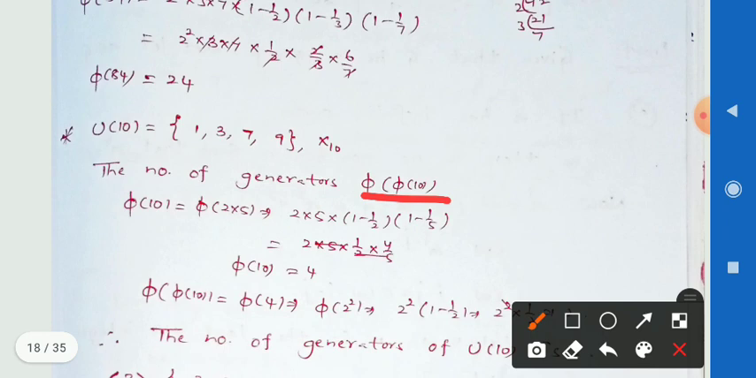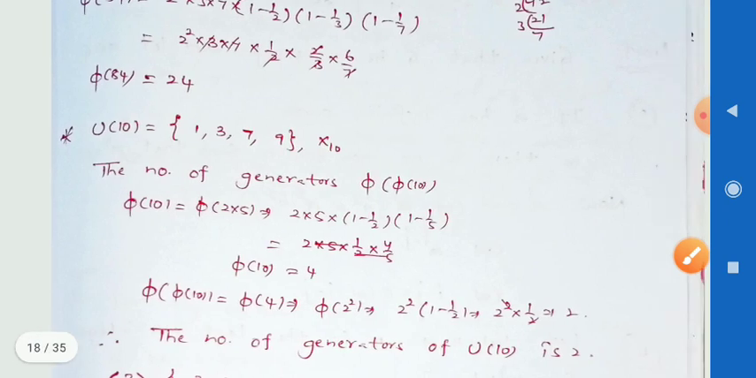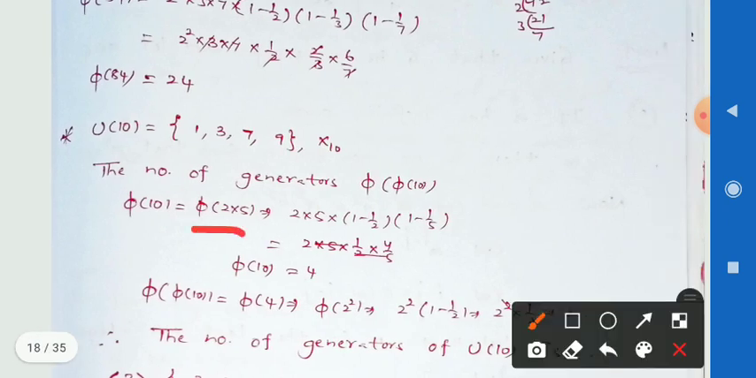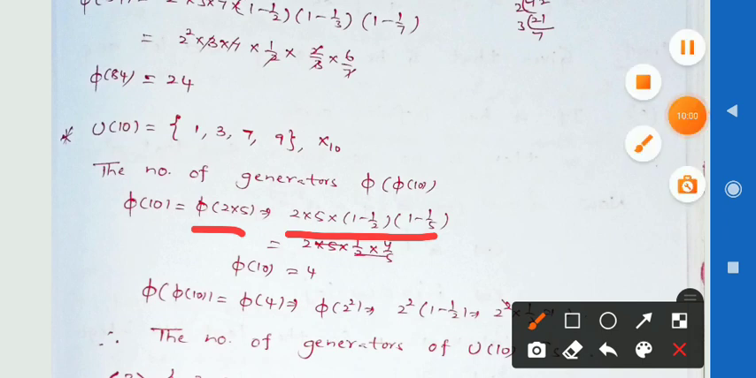Here the number of elements is 10. It can be written in the form 2 into 5, where one prime is 2 and another prime is 5. Then by the Euler function we can write 2 into 5 into 1 minus 1 by 2, 1 minus 1 by 5. Here 1 minus 1 by 2 we get 1 by 2 and 1 minus 1 by 5 we get 4 by 5. The 2s and 5s cancel. Here phi of 10 value is equal to 4.